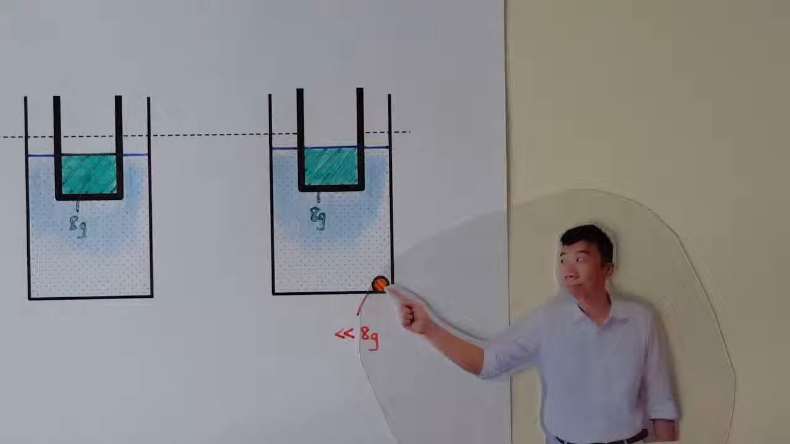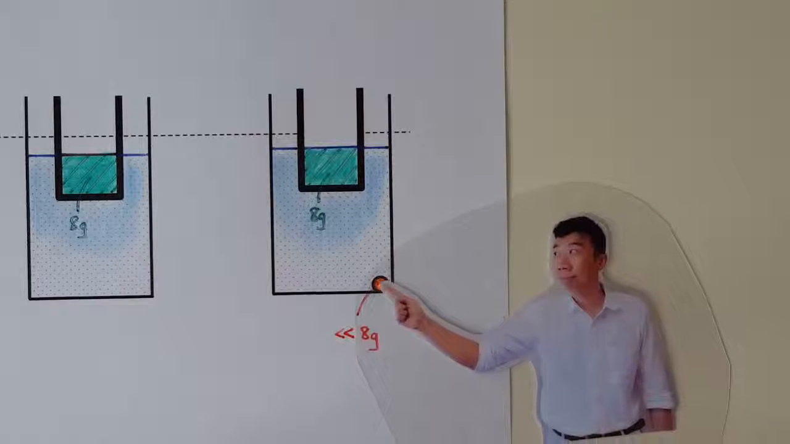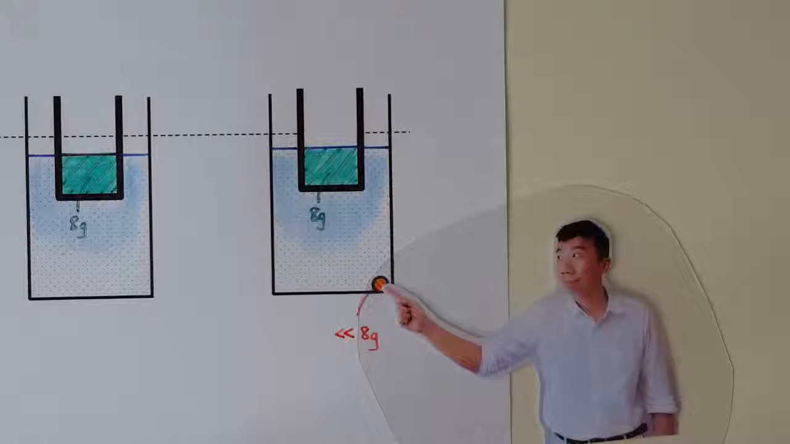In the first place, this is the reason why a lead ball sinks, because it's not able to displace enough water to generate an upthrust that can support its weight.